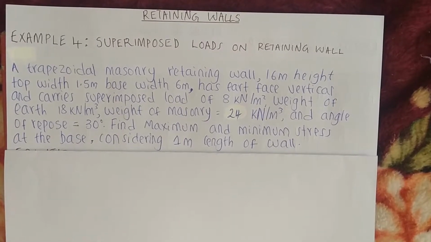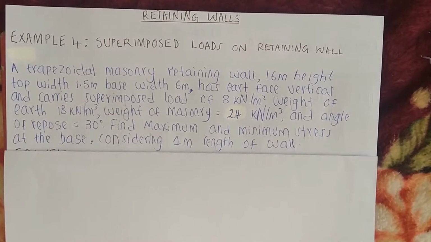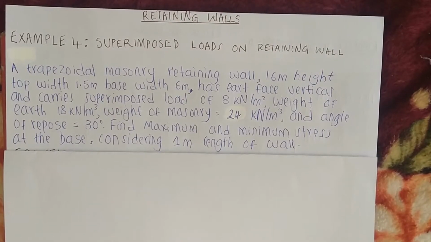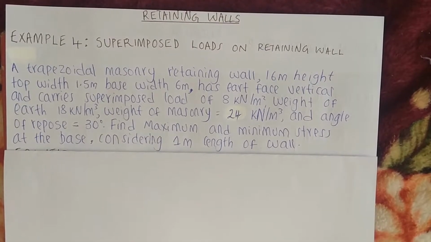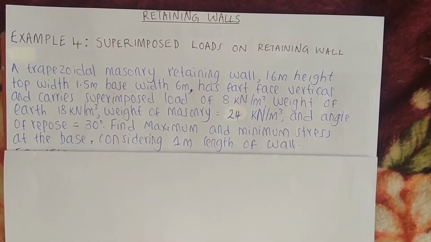So in the previous tutorial, that was example 3, I taught you how to calculate the top width and the base width when you are given the ratio of the slope of a retaining wall. So in today's tutorial, we shall find the maximum and the minimum stress at the base, but in this case there is a superimposed load on the retaining wall.